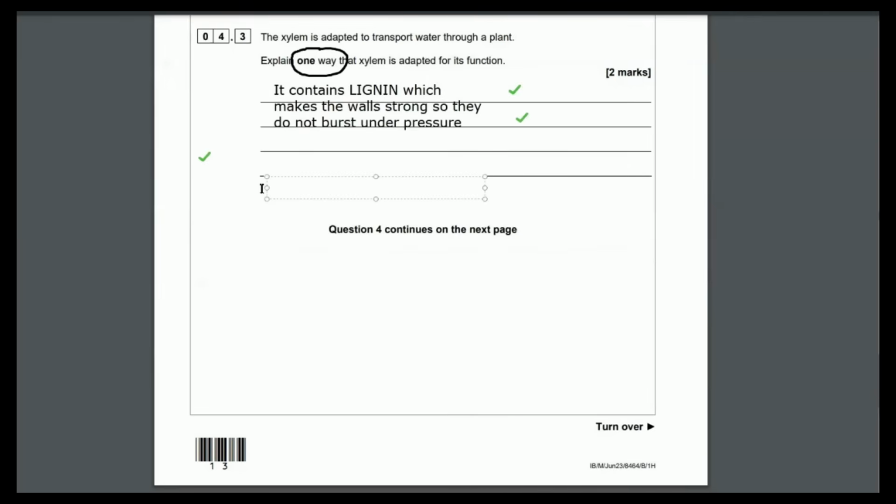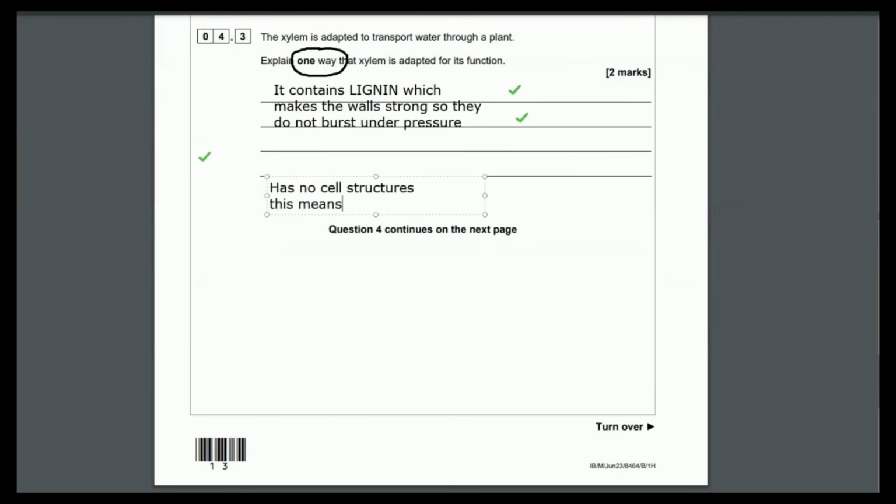4.3, the xylem is adapted to transport water through a leaf. Explain one way the xylem is adapted to its function. So you should only give one way. They've strictly said just talk about one. They're going to ignore it if you talk about 2 or 3. So it contains lignin, which is a chemical that makes the walls of the xylem strong. Now it's carrying water under a big pressure, and this stops the walls breaking or bursting. It also helps keep the plant upright.